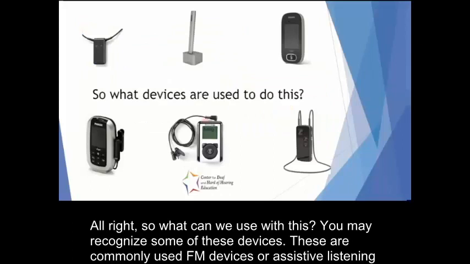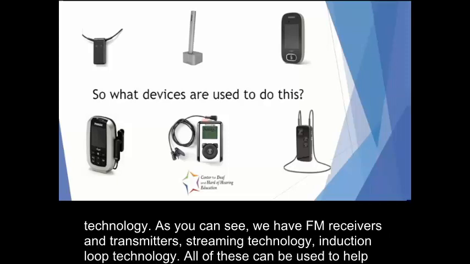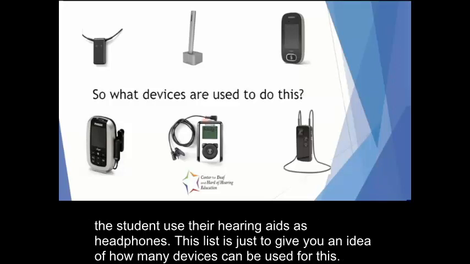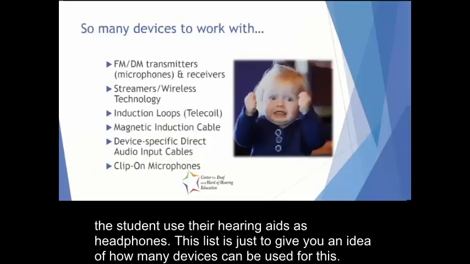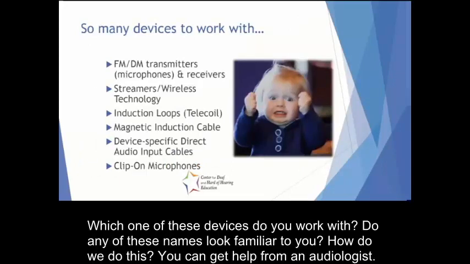You may recognize some of these devices. These are commonly used FM devices or assistive listening technology. As you can see, we have FM receivers and transmitters, streaming technology, induction loop technology. All of these can be used to help the student use their hearing aids as headphones. This list is just to give you an idea of how many devices can be used for this. Which one of these devices do you work with? Do any of these names look familiar to you?